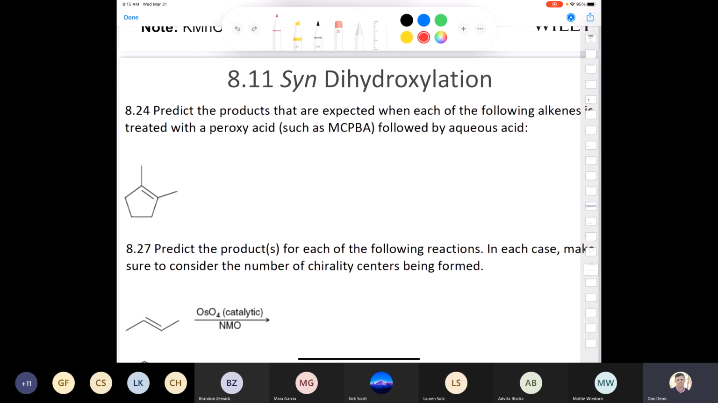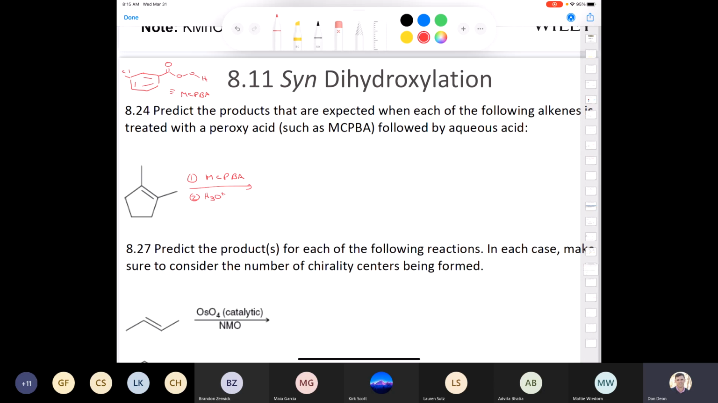Remember last class, I told you that MCPBA was this. It's metachloroperbenzoic acid, and it's nothing more than a peroxy acid, okay? And the peroxy acid, when we take our alkene and we treat it with the peroxy acid, so this is MCPBA, so we'll put MCPBA. And then in the second step, we treat it with aqueous acid, which is just hydronium like this.